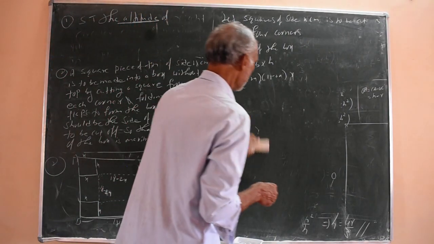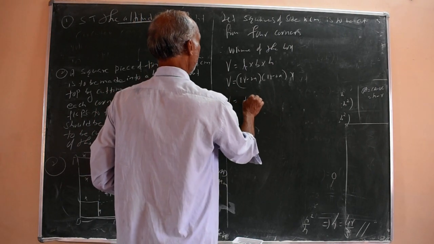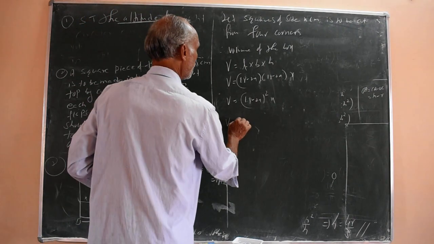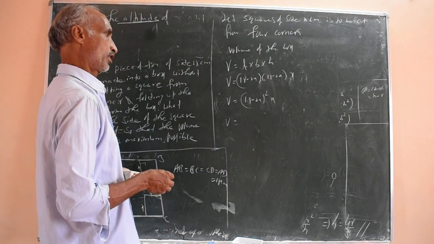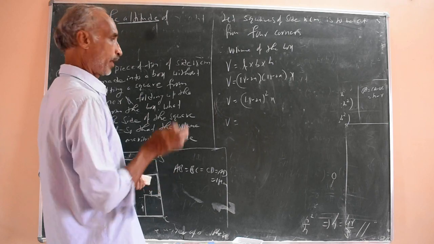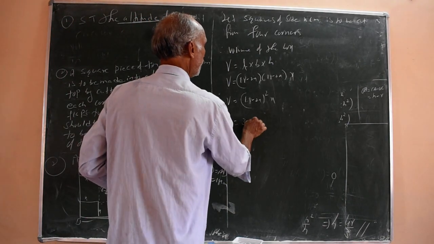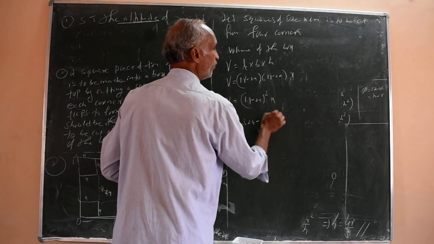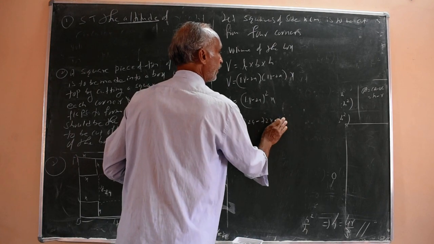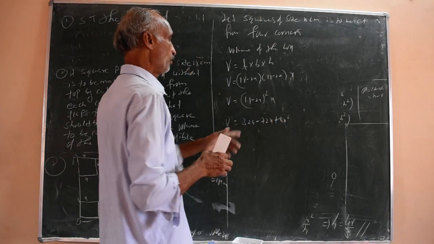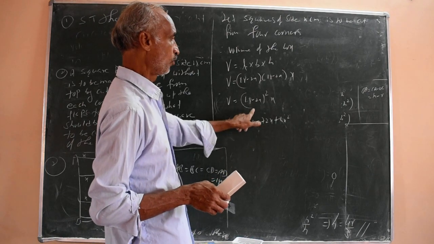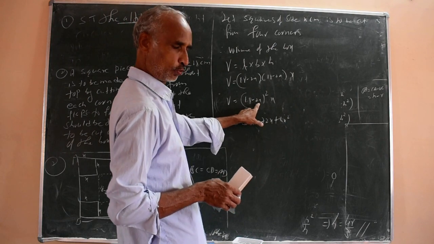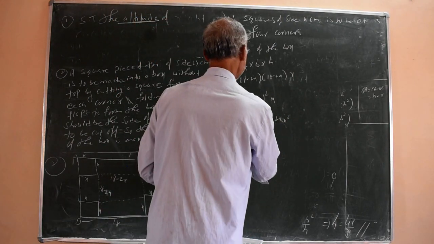Now better to multiply it. V is equals to 18 minus 2x the whole square into x. Expanding, (a minus b) the whole square: a square, 18 square is 324, minus 2ab, 2 into 18 into 2x is 72x, plus b square, 2x the whole square is 4x square, into x.